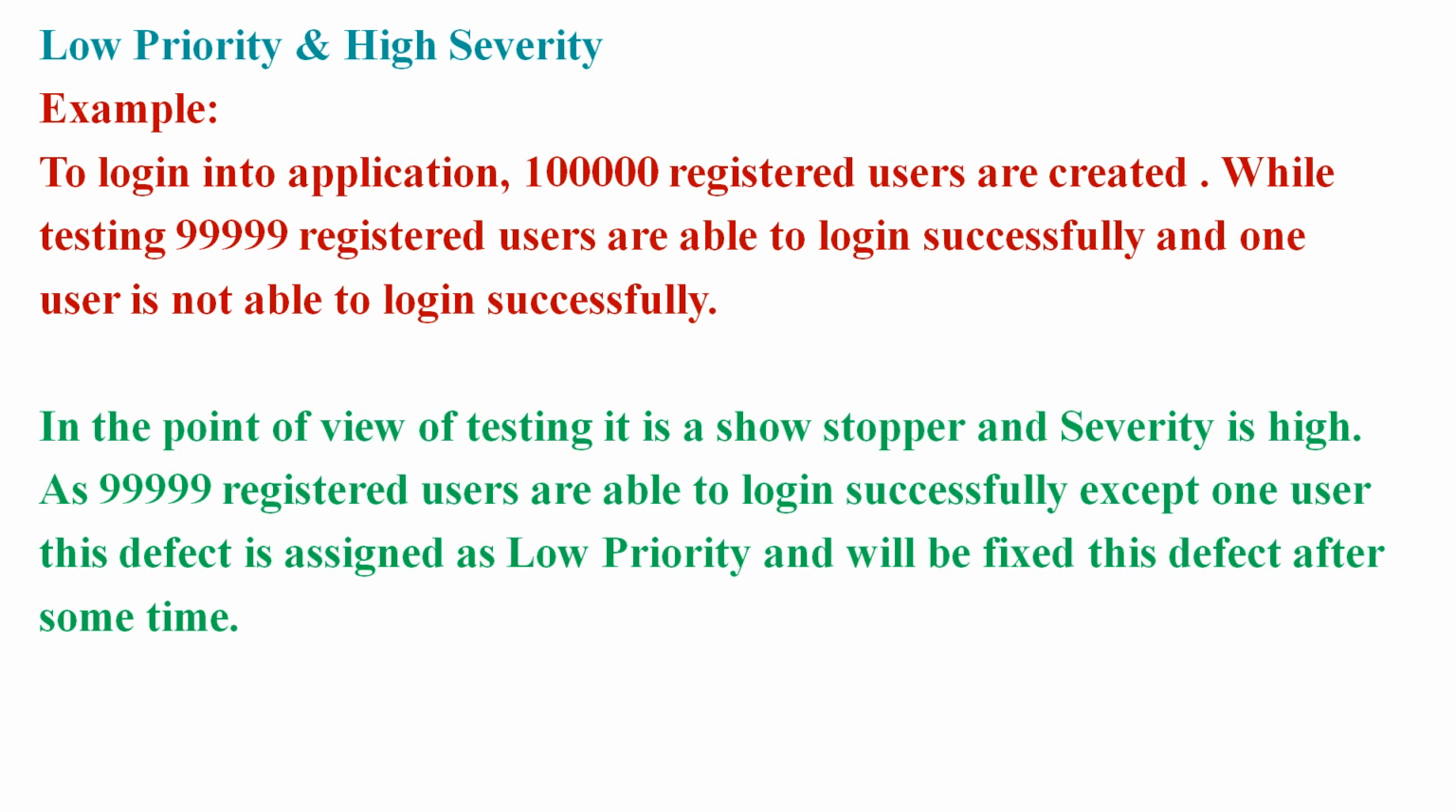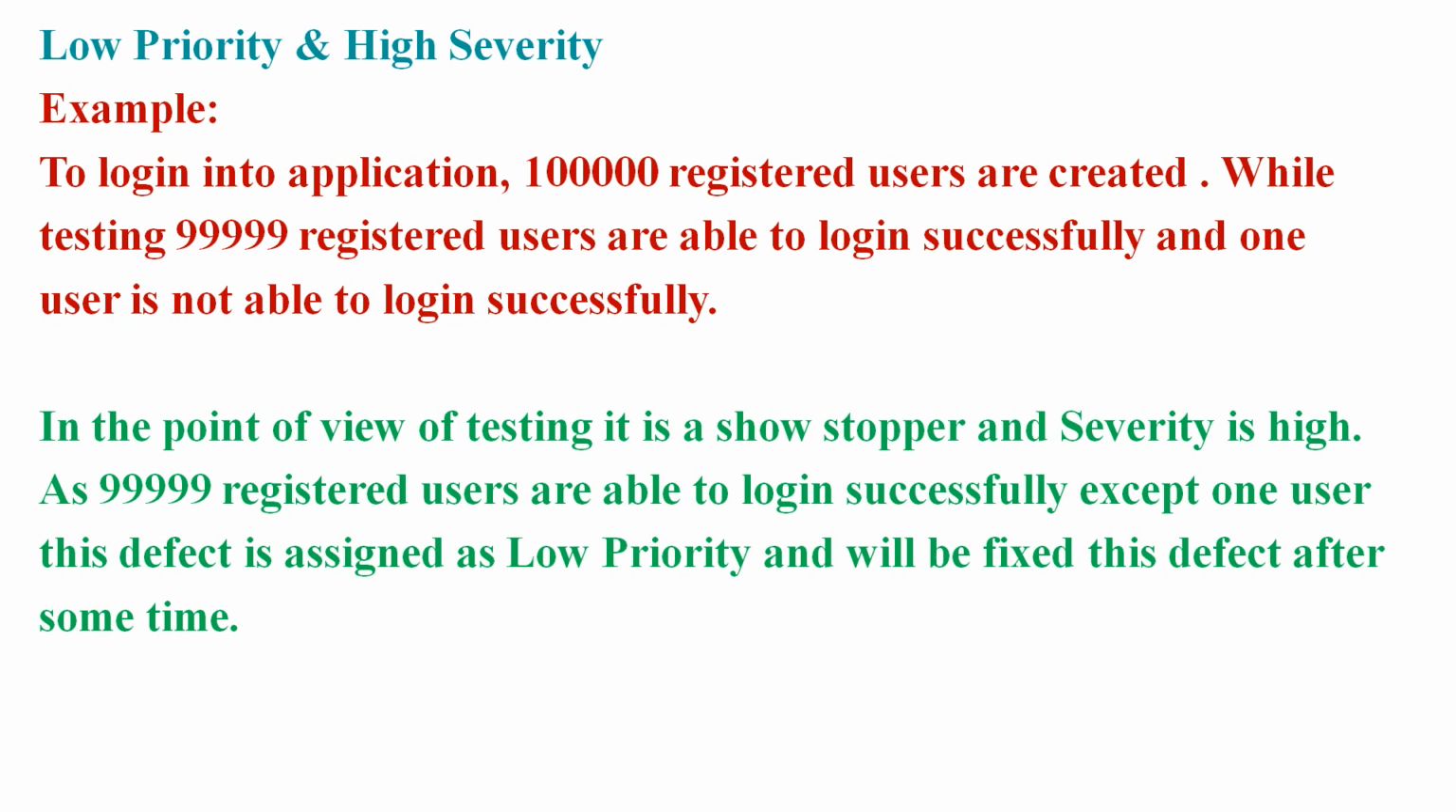Next, low priority and high severity. This is one combination. See, for example, there is one application. For this application, we have a login module, login functionality. For testing purposes, the concerned team has registered 1 lakh users, that is 100,000 users. That 1 lakh users have registered and they have created the users.